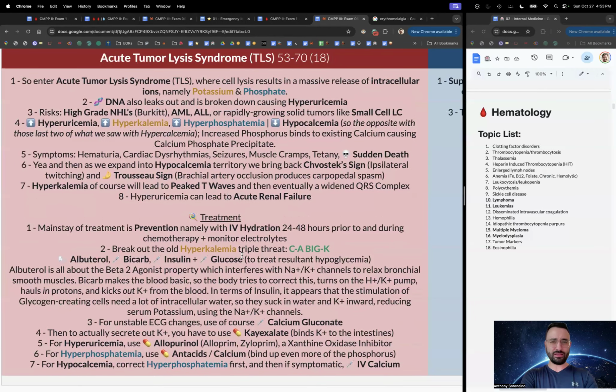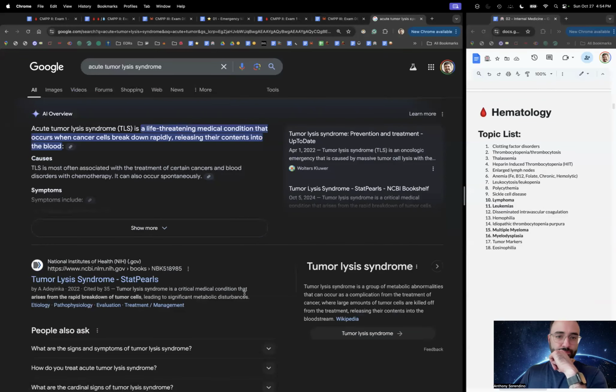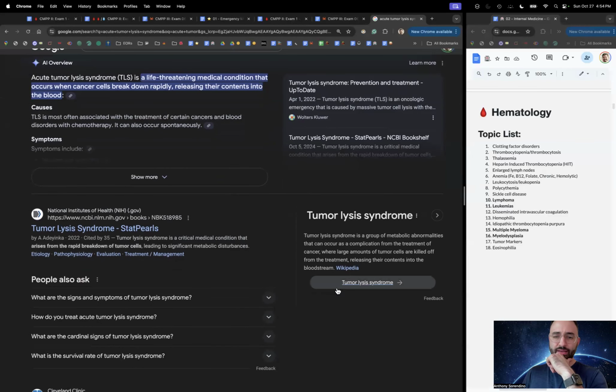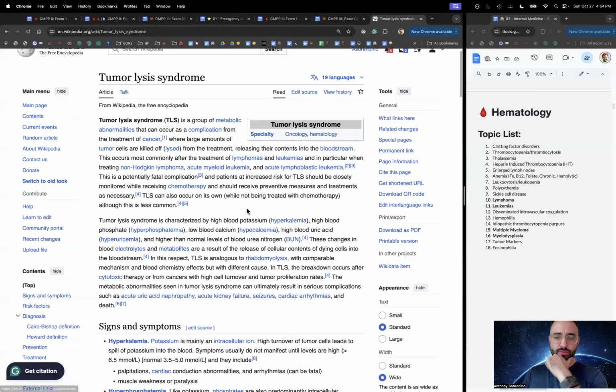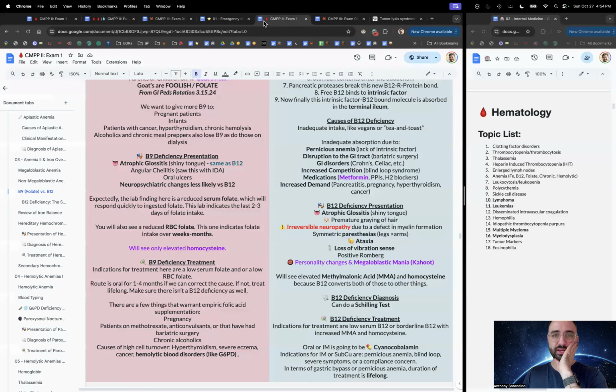But how do you get this? Why does this happen? Cancer cells break down rapidly. Yeah, but why? Not because we're attacking them, right? Oh, it is from treatment. That's what I thought. So this is iatrogenic, really. I don't know that I ever put that together, if I'm being honest with you.